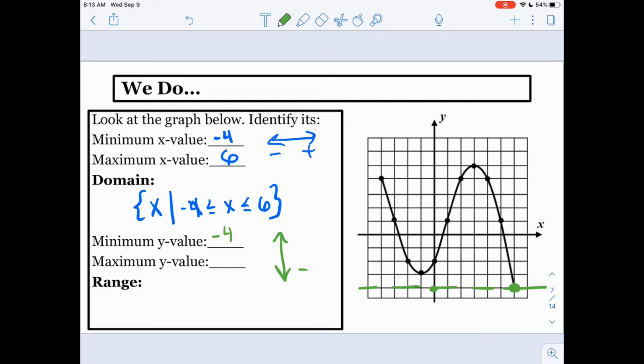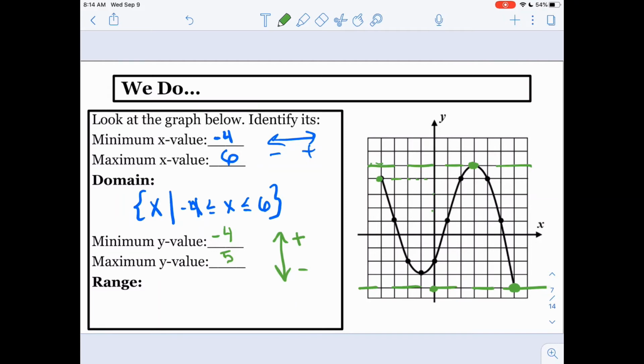Our maximum y value will be the highest point. That's this point right here. It's common to use this one accidentally, but that is not the top point. This maximum point right here has a value of 5.